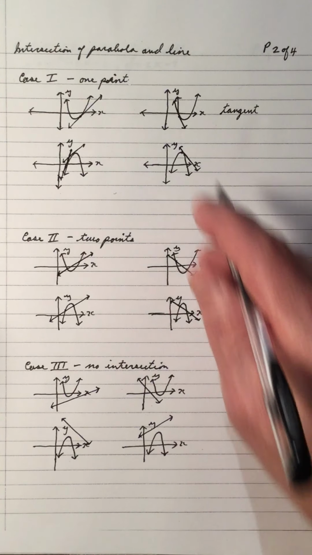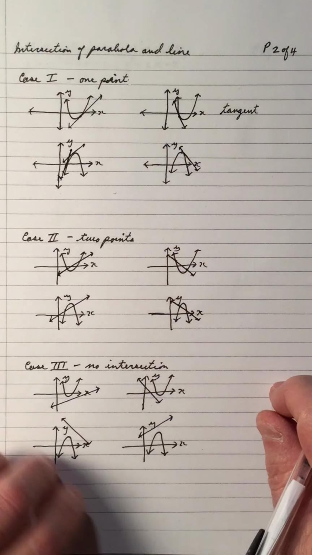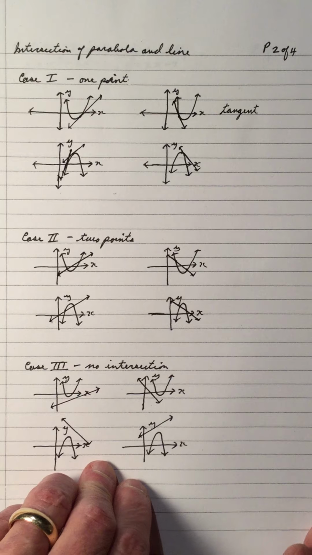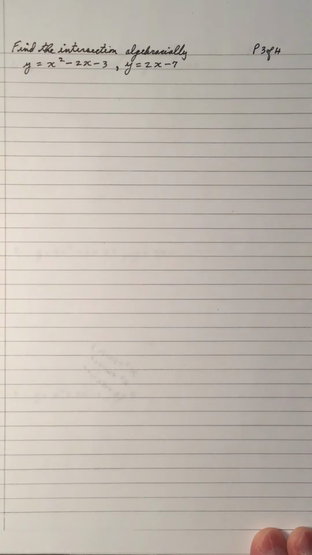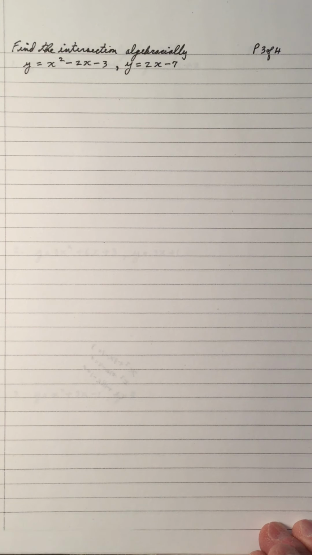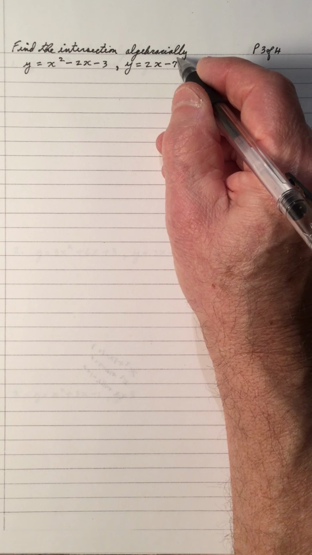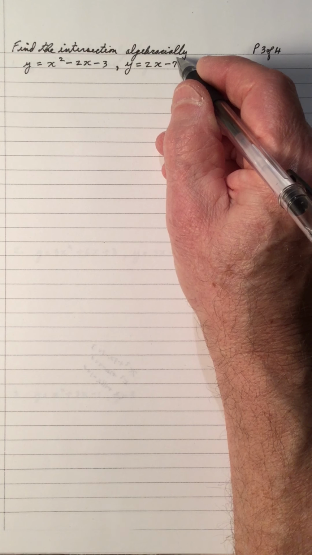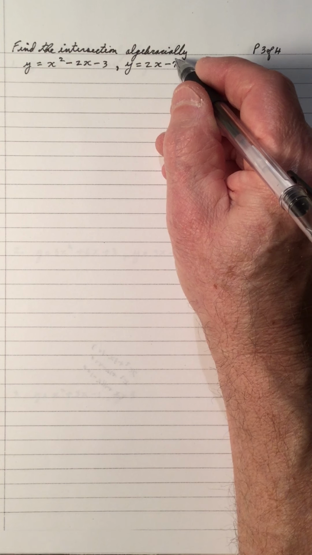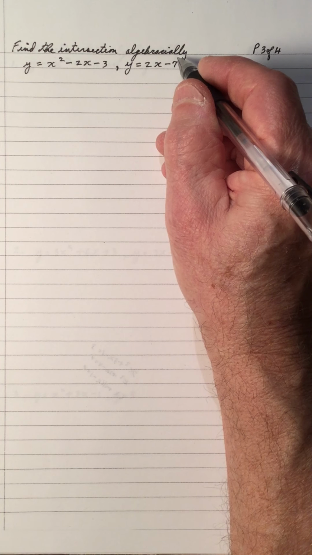And finding the point of intersection of a parabola and a line is really what we call solving the system of equations. In this system, one equation is quadratic and one is linear. There could also be two quadratics that we're solving. We find the intersection algebraically. I say algebraically because in the next video I'm going to solve a system graphically. But the best way to solve a system is algebraically.